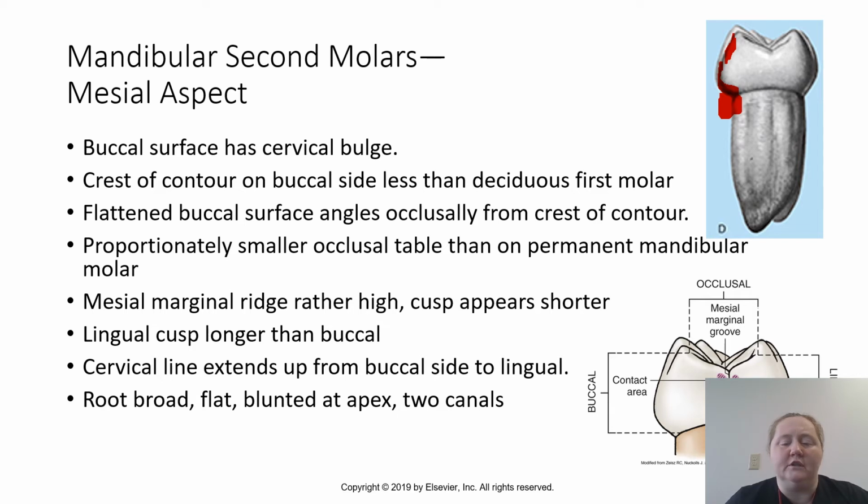Proportionally smaller occlusal table than on the permanent mandibular first molar, so it's just a little more compact. The mesial marginal ridge is rather high. The cusp appears to be shortened because of this high marginal ridge. The lingual cusp is longer than the buccal cusp. Okay. So the lingual cusp, you can see it here, I think better, is higher than this cusp.